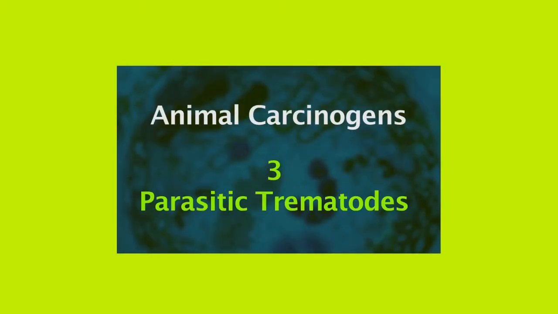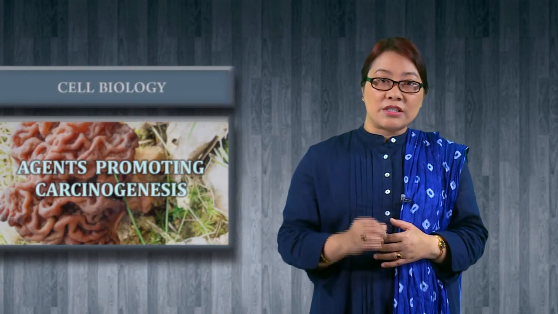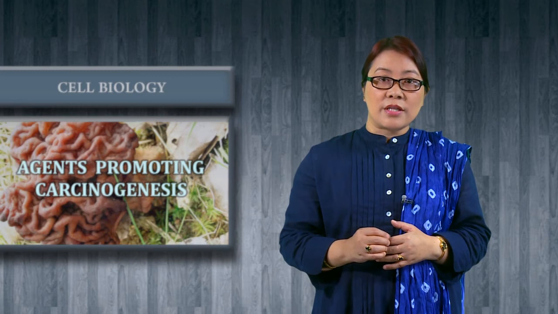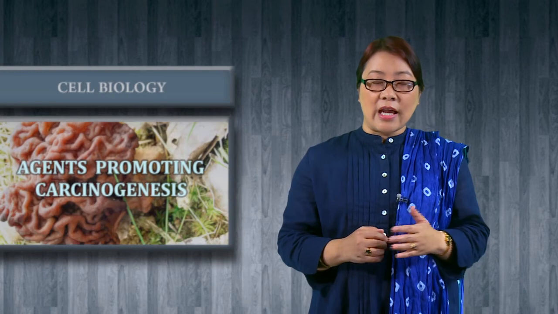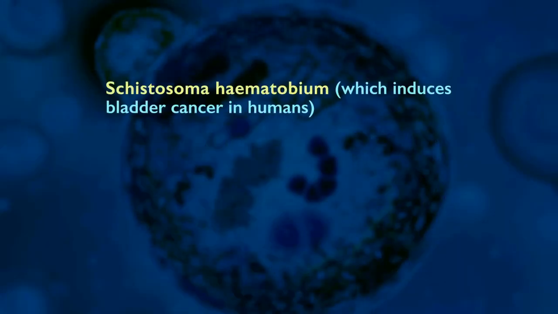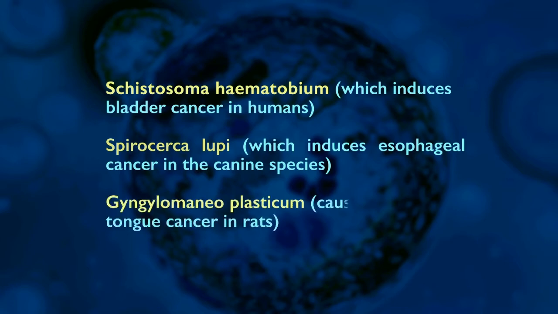Next are the parasitic trematodes. Certain parasites cause local irritations, fibrous reactions, metaplasia, and finally malignant cancers in men and animals. Examples include Schistosoma haematobium, which induces bladder cancer in humans, Spirocerca lupi, which induces esophageal cancer in the canine species, and Gongylonema neoplasticum, causing gastric and tongue cancer in rats.